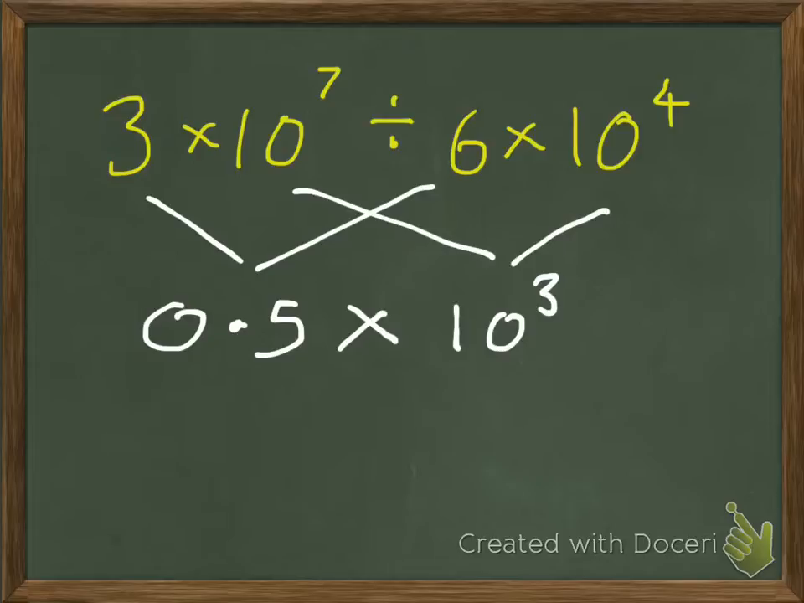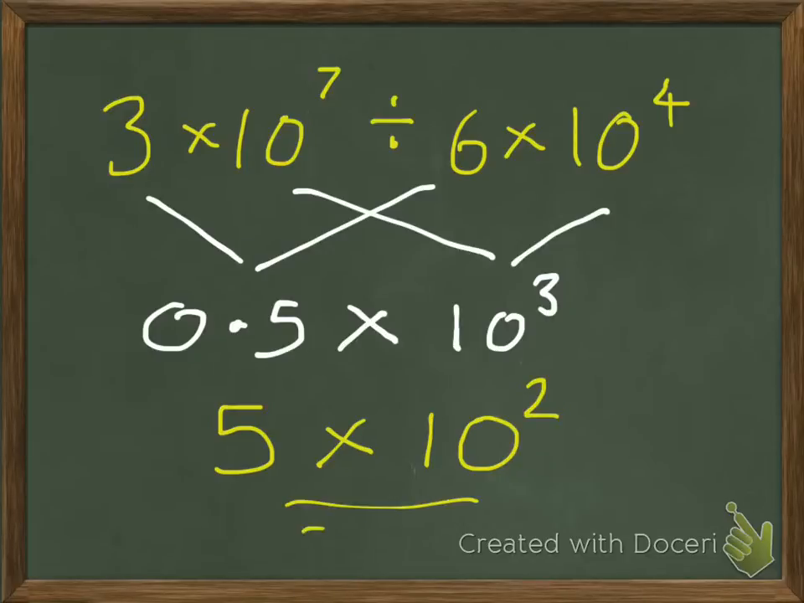Again, our first number doesn't quite fit with standard form because it's less than 1, so we have to increase that one by 10 to get 5. And to compensate for that getting a power of 10 bigger, we have to reduce our 10 part by 1 as well. So we get 5 times 10 squared as the answer to that question.